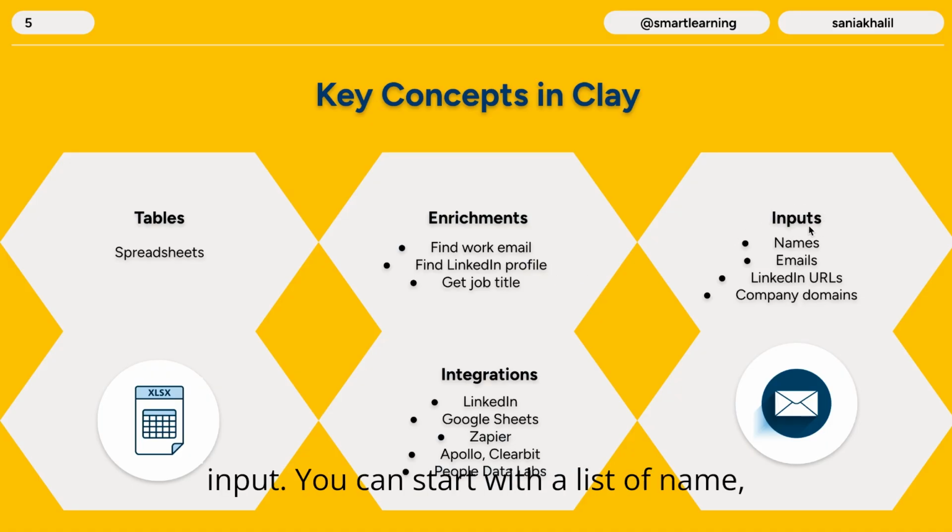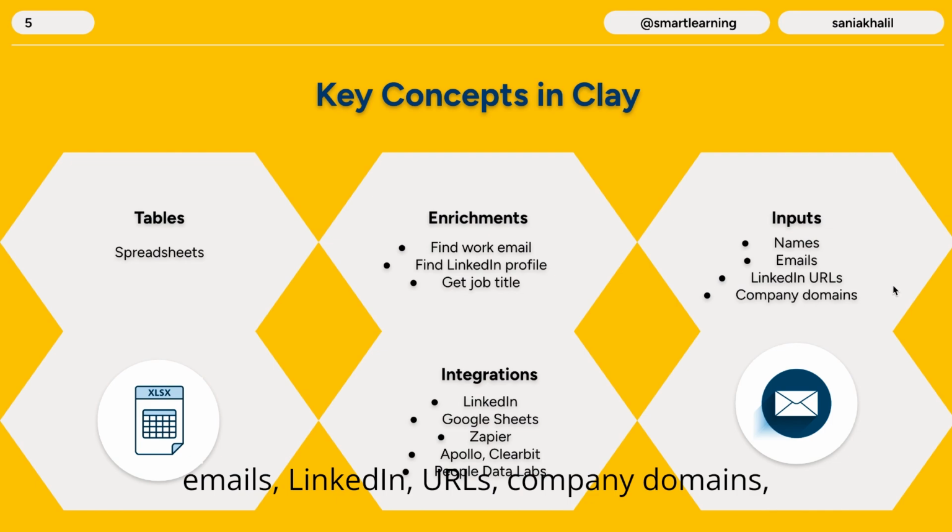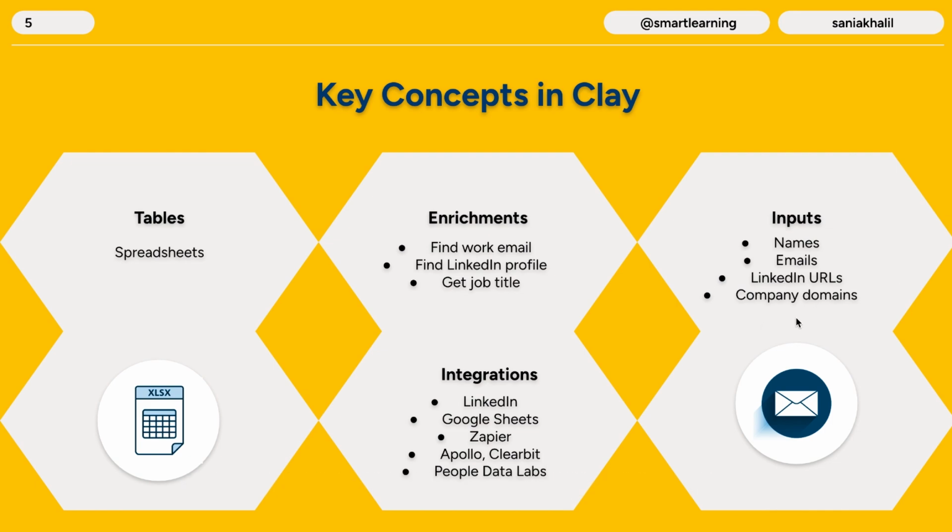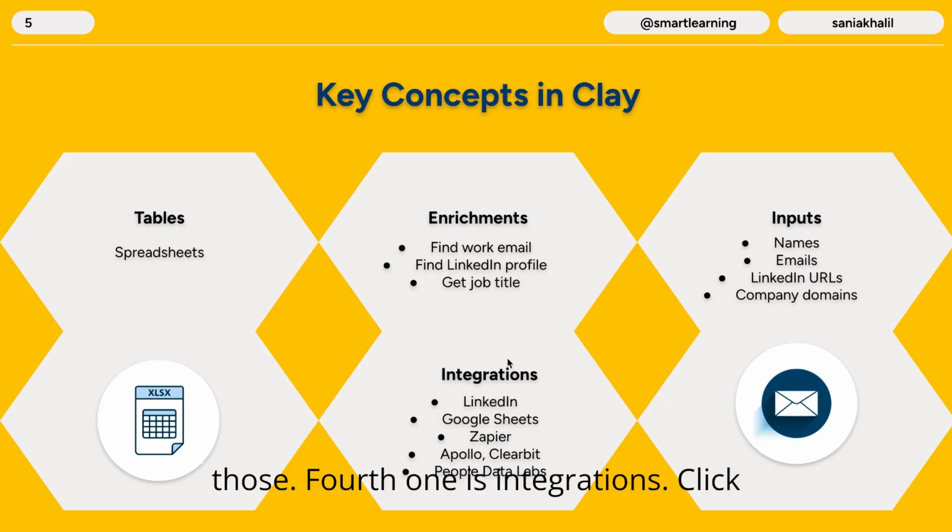Third one is input. You can start with a list of names, emails, LinkedIn URLs, and company domains. Clay then builds rich profiles around those. Fourth one is integrations. Clay connects with LinkedIn, Google Sheets, Zapier, Apollo, Clearbit, People Data, and more for data enrichment.